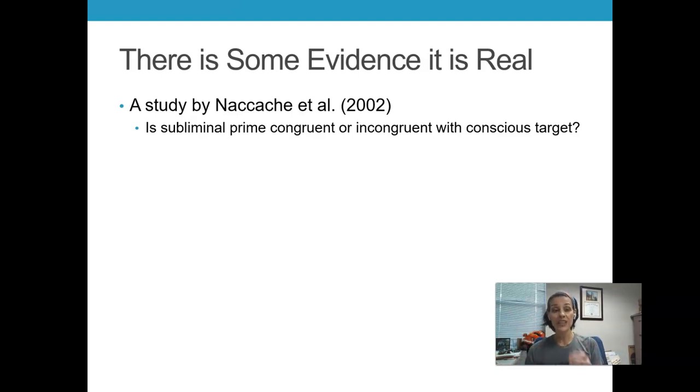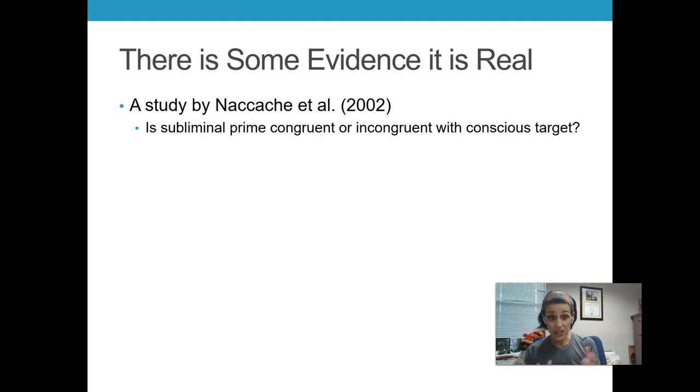So here's what's really interesting. The target is either greater than or less than 5, and so is the subliminal prime. So this means that you could have one of two outcomes. You could have a congruency where the prime is something like 2, and the target is something like 4. Both of those are less than 5. The response to both would be the same.